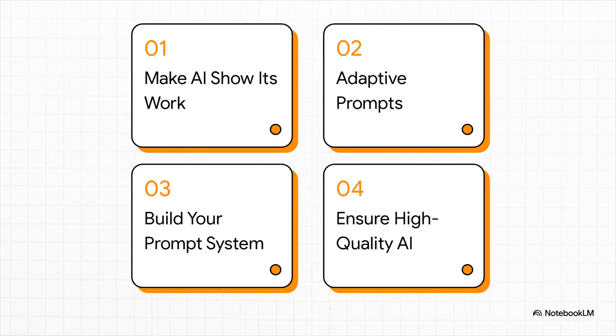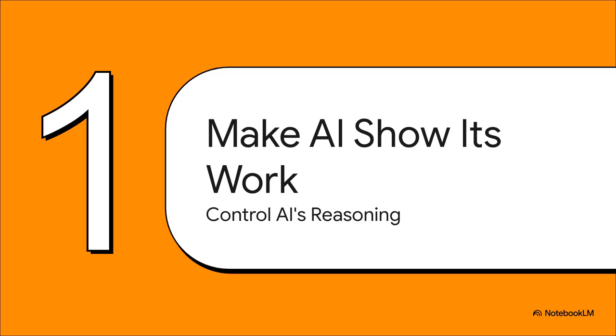All right, here's our roadmap for this little journey. First, we're going to make the AI show its work. No more black boxes. Then, we'll dive into creating prompts that can actually adapt and improve. After that, we'll look at how to build a whole prompting system that scales. And finally, we'll lock down a process to make sure every single thing the AI gives us is top-notch quality. Let's get into it. Okay, first stop on our mastery journey, taking control of the AI's reasoning.